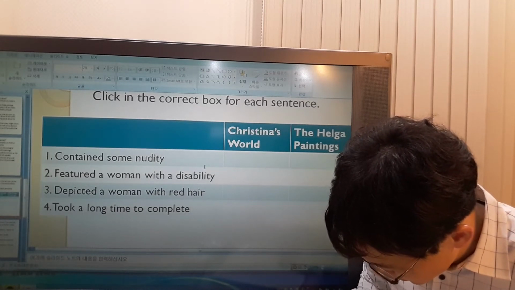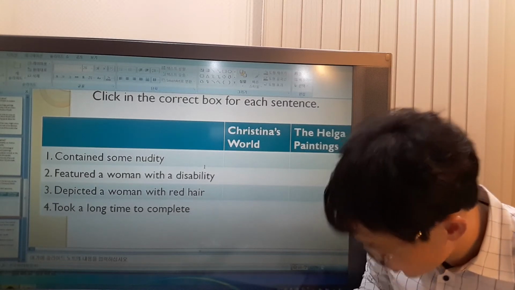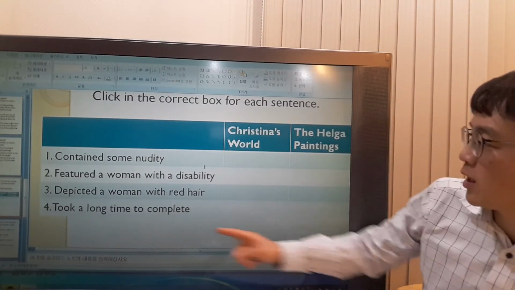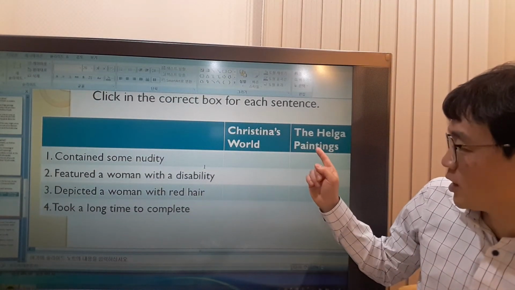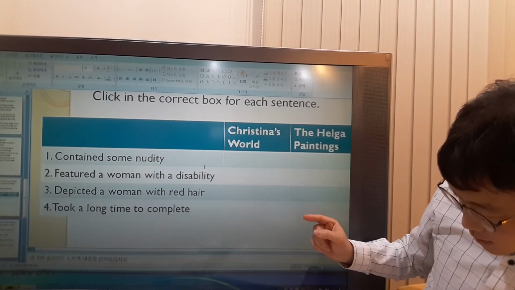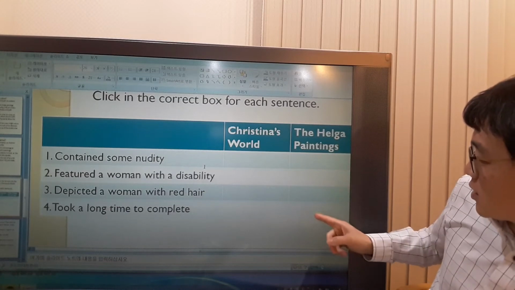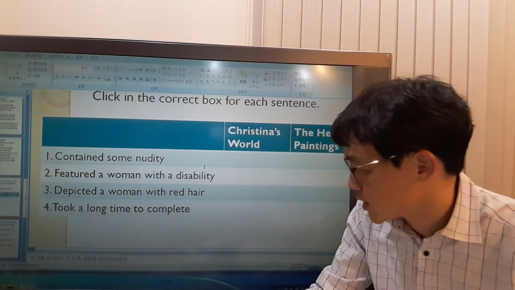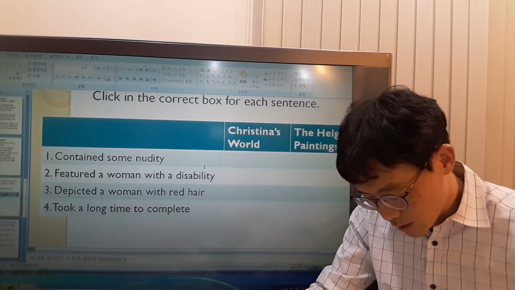You can see Helga leaning against a tree on a summer day. Note her golden reddish hair. So this is Helga. Took a long time to complete. Which one is that? The Helga paintings, right? So how long did it take? It took 14 years. So the Helga paintings is the answer. Okay.